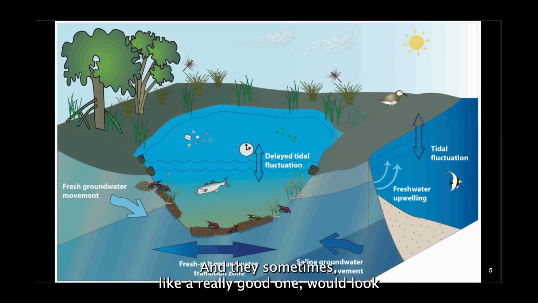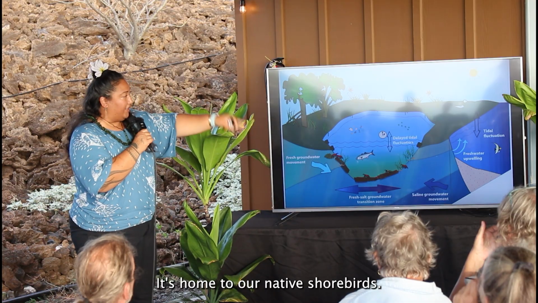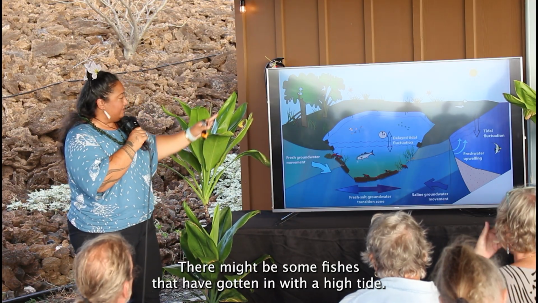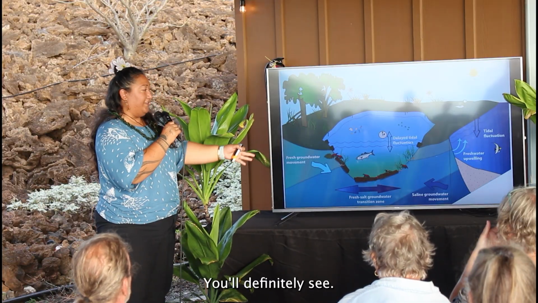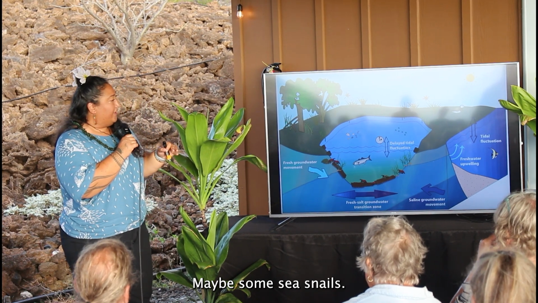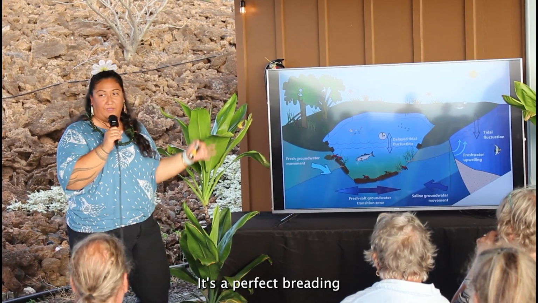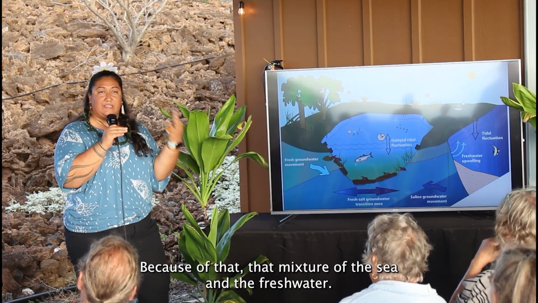And a really good one would look similar to this, where the waters are clear. You can see some native seagrasses, vegetation around, maybe some native damselflies or dragonflies. It's home to our native shorebirds. There might be some fishes that have gotten in with a high tide. You'll definitely see ōpae'ula, maybe some sea snails. And it's a perfect breeding ground for phytoplankton because of that mixture of the sea and the freshwater.